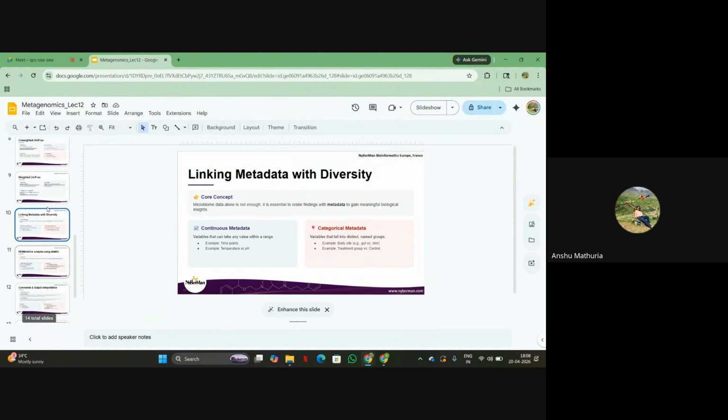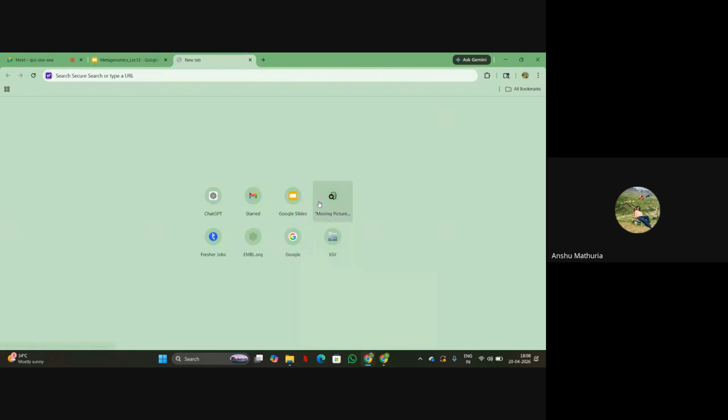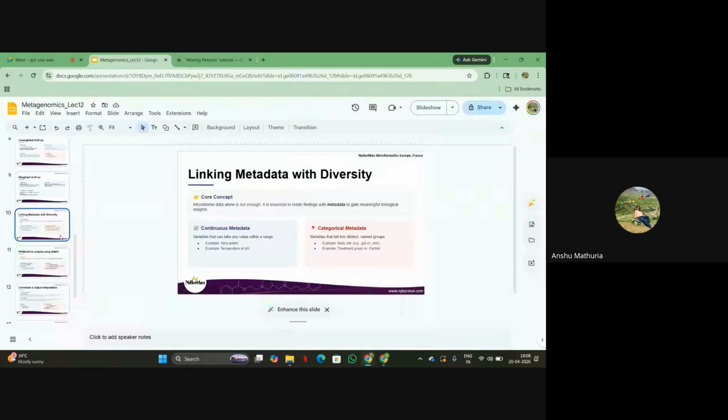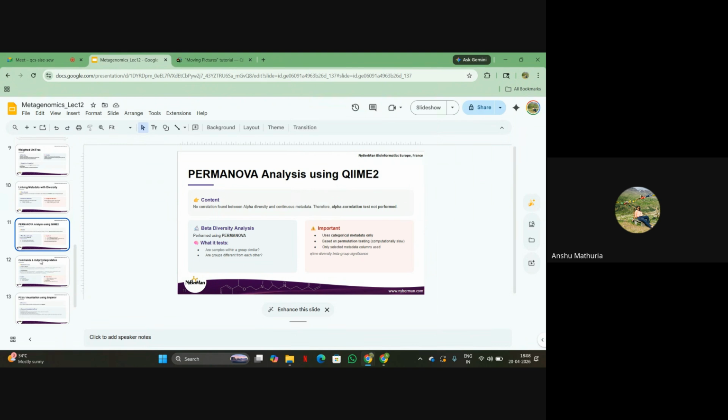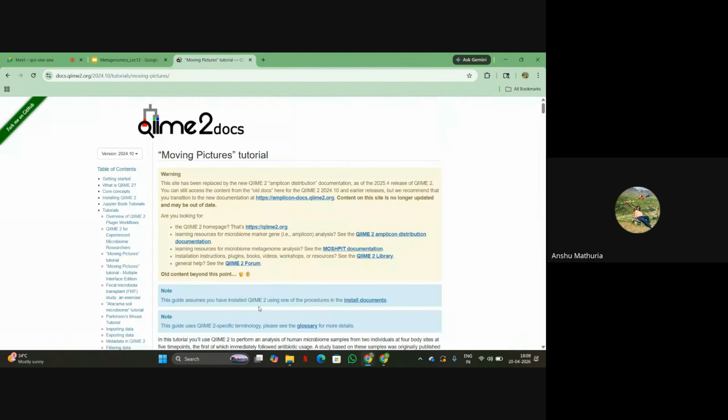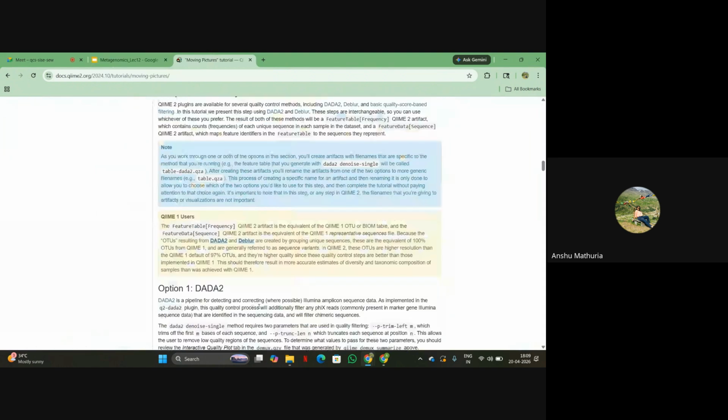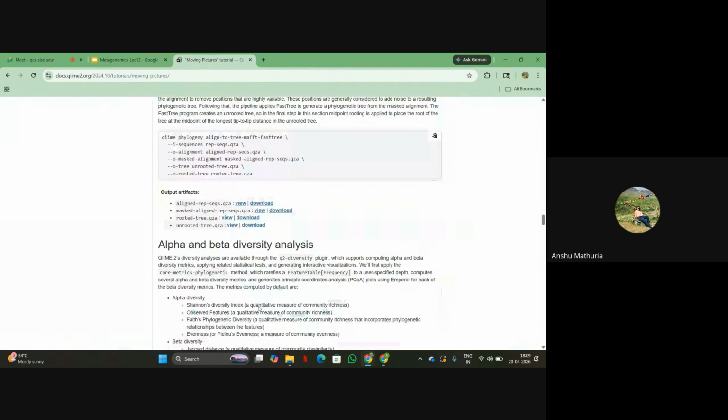So when we are doing the alpha diversity, we are trying to measure the diversity within a sample. Now, to check whether this diversity is statistically significant, that is when we undergo all these analyses. One type is the PERMANOVA analysis, where we are trying to find any correlation between the data. These tests give us an idea whether the groups are similar or different from each other.